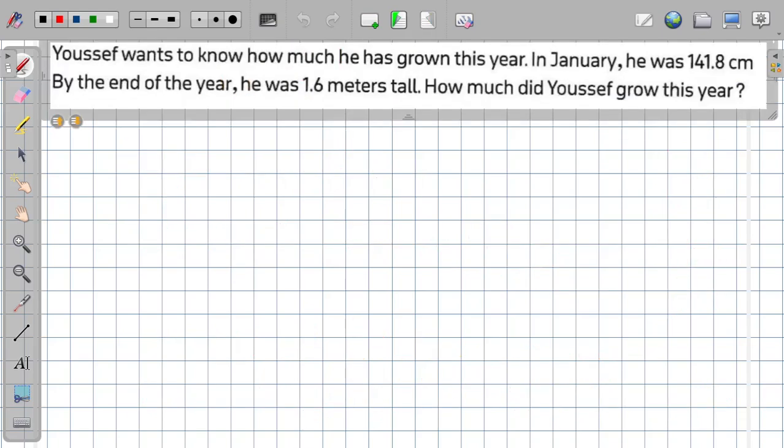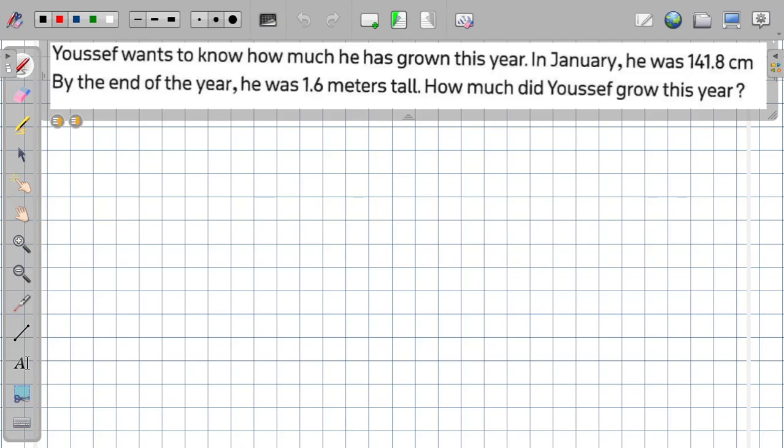The next one, I have this example. Yusuf wants to know how much he has grown this year. In January, he was 141.8 centimeters. By the end of the year, he was 1.6 meters tall. How much did Yusuf grow this year?